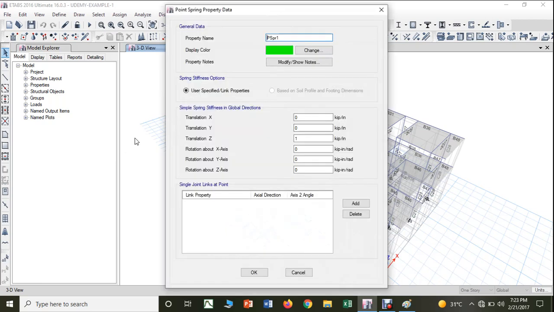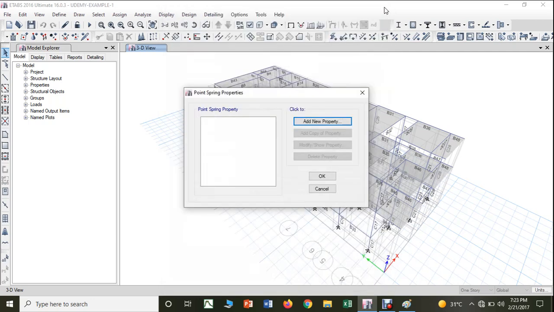You can see when I choose point spring, we are supposed to define these values: the translational stiffness that you can give in X, Y, Z, as well as the rotational stiffness in X, Y, Z. Again, the link properties, everything you will add, and you can give the direction also, in which direction you want, the angle, everything. So that is with respect to a point. I told you, we will consider only that point. That is point springs.